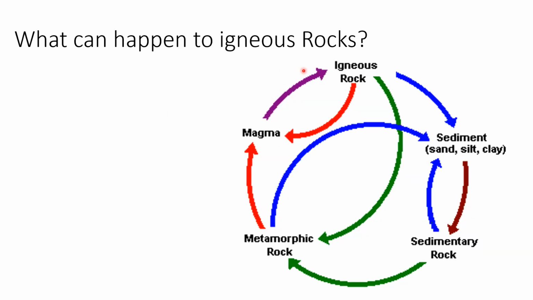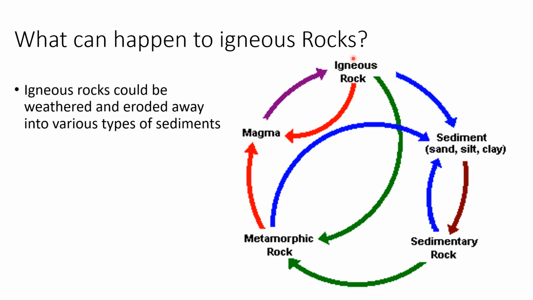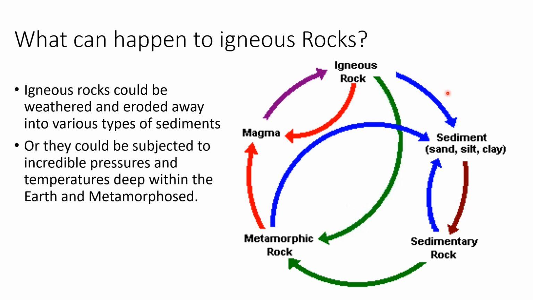Okay, so we're at igneous rock. We got there by freezing a magma into igneous rock. All right, so we have this igneous rock. Let's say it's a basalt. What could happen to it? Well, igneous rocks could get exposed to the surface and weather away into sediments, into sand, silt, or clay. So the weathering process would be this blue arrow here, weathering.